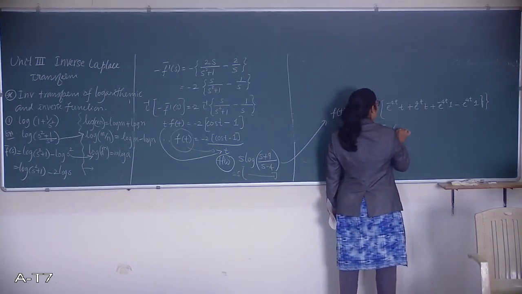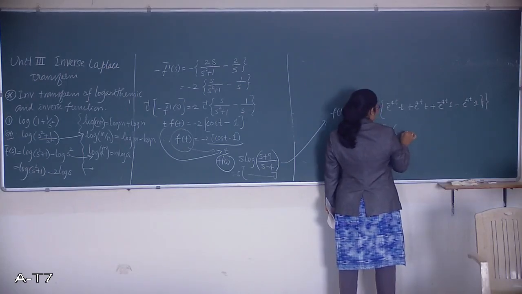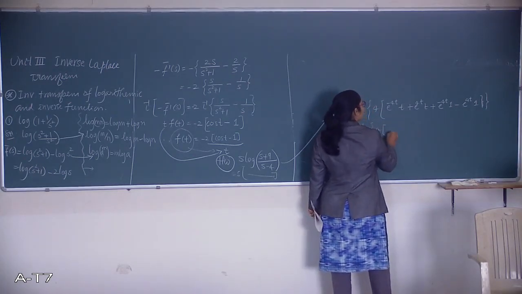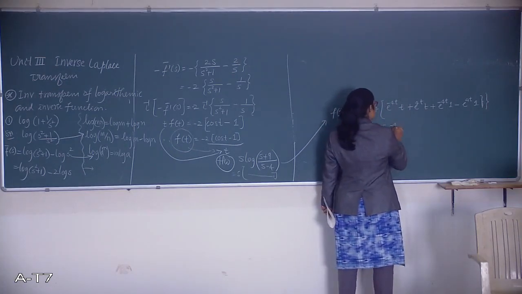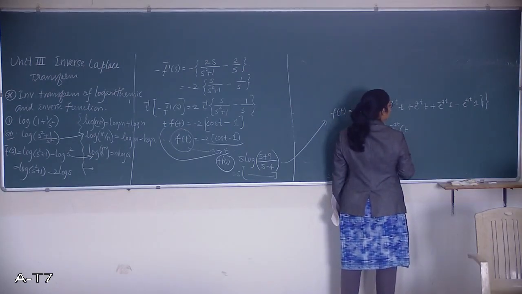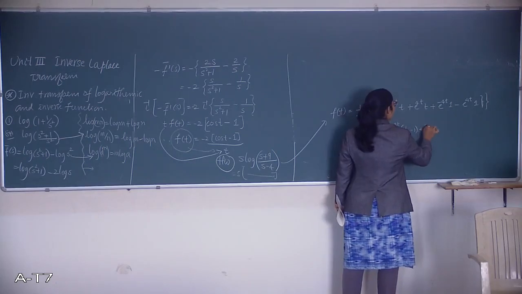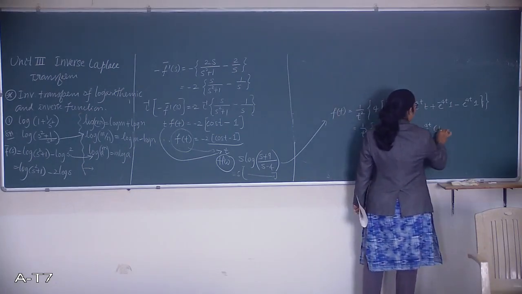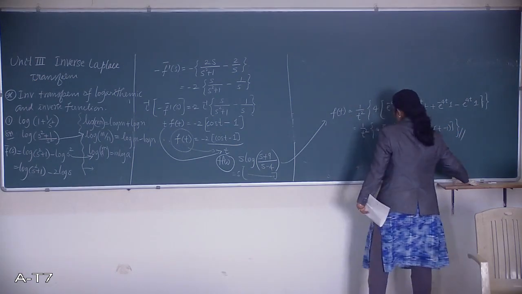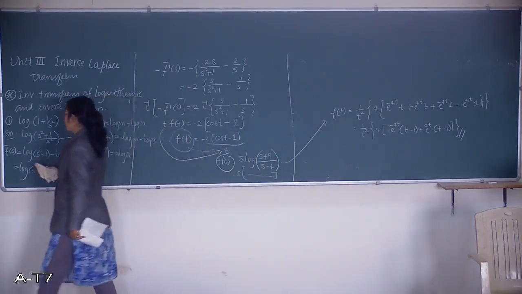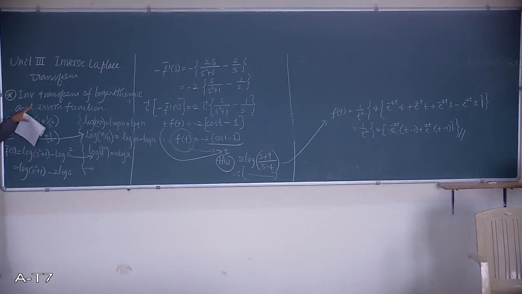T if you take common, e raised to, no, it is going to remain same only. So e raised to minus 4t if I take common, it is t minus 1 plus e raised to 4t if I take common, then this will be t minus 1. This is the answer. Note down the answer so that you can try. So again I am telling, inverse transform of logarithmic and inverse function. This example we have chosen based on which is from logarithm. Next one I will be going for inverse.